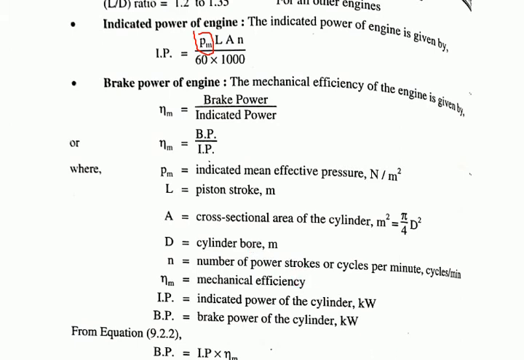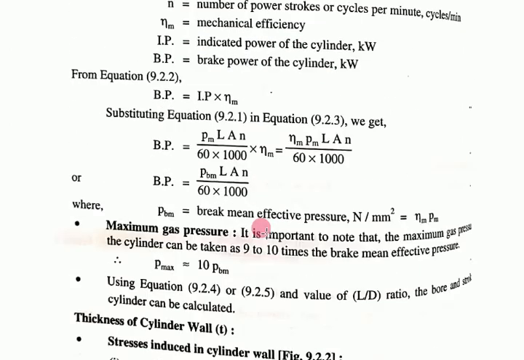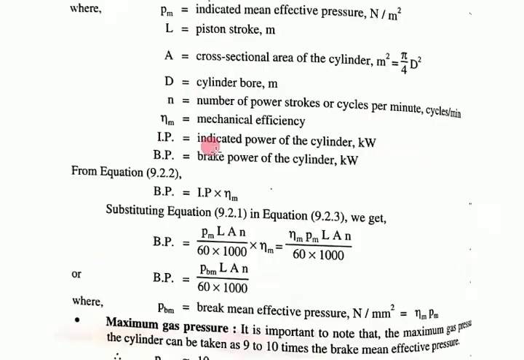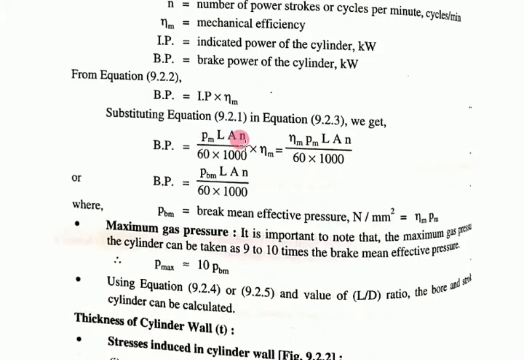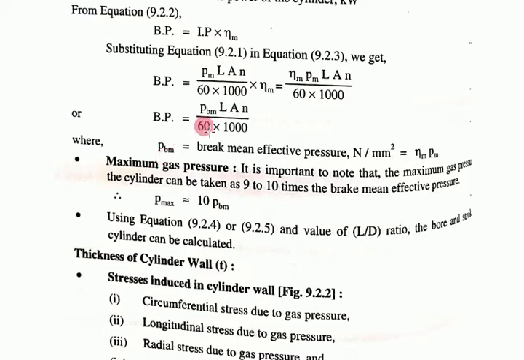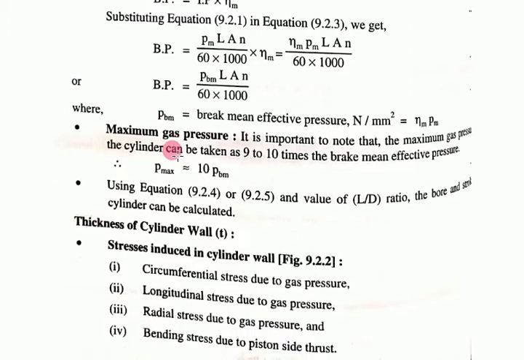Next, brake power is equal to indicated power into mechanical efficiency, that we have seen here. Then brake power is equal to PLAN upon 60 into 1000 into mechanical efficiency, where we put the equation for indicated power. So we can find the brake power or anything from here. Mostly we have to find the brake power. After finding the brake power, we get the PBM, mean effective pressure. Then the maximum pressure we have decided is 10 times the PBM.